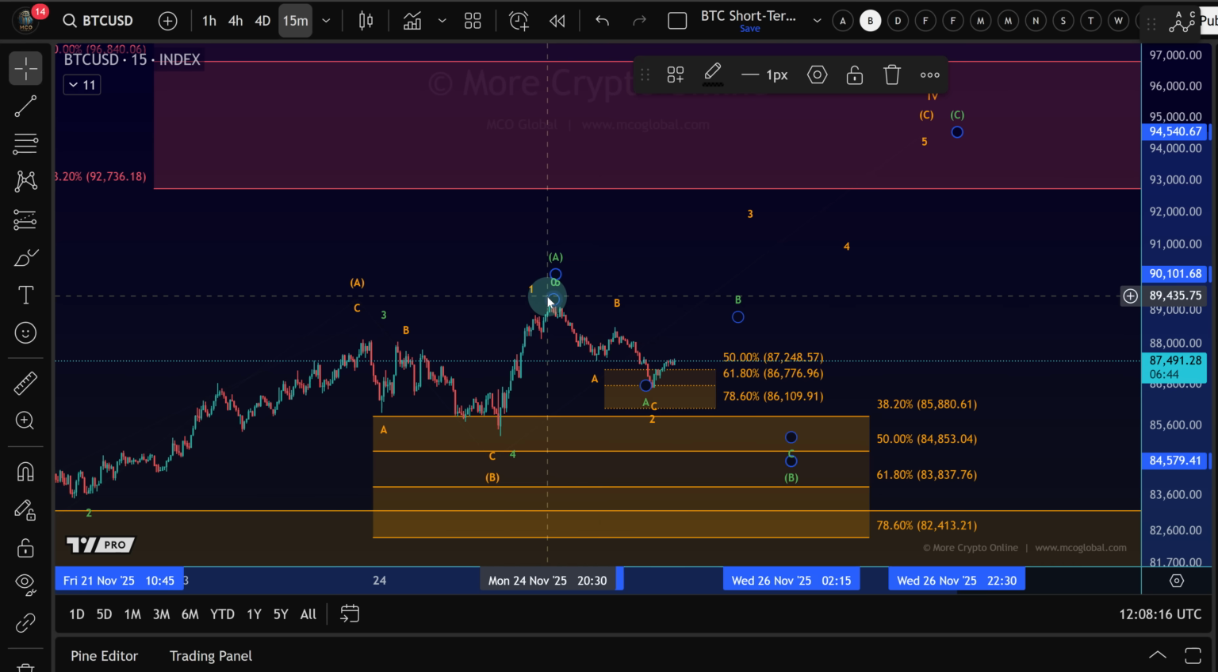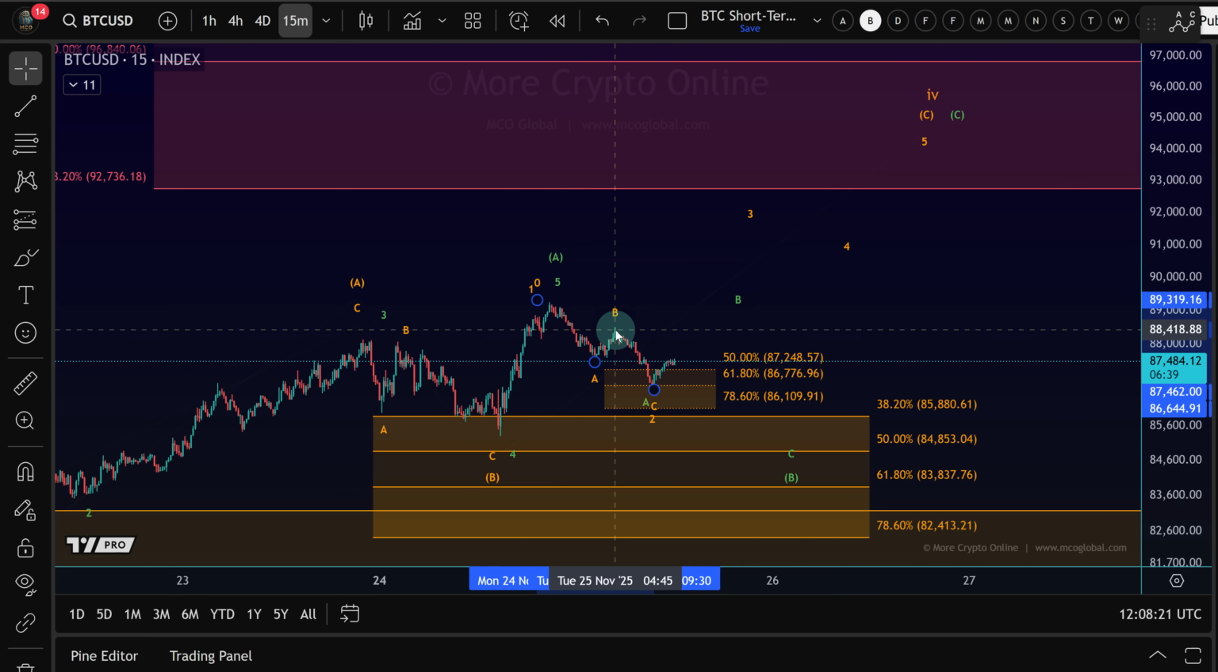But it was pointing to, okay, the start of a correction. We saw the A wave. This here could be the B wave, and then a C wave down. So we're now in a support area.